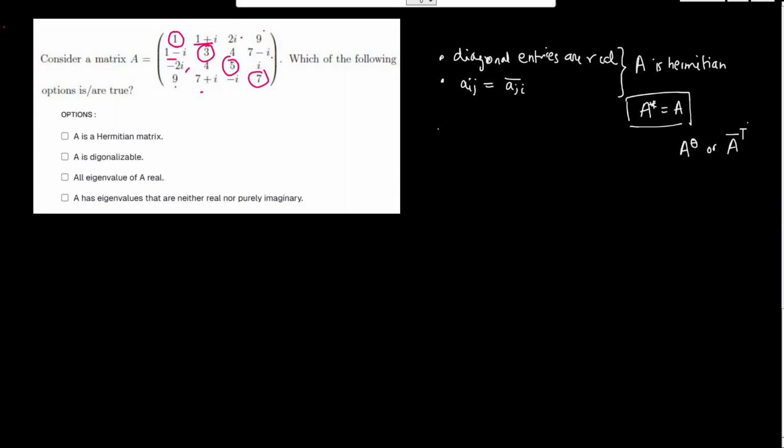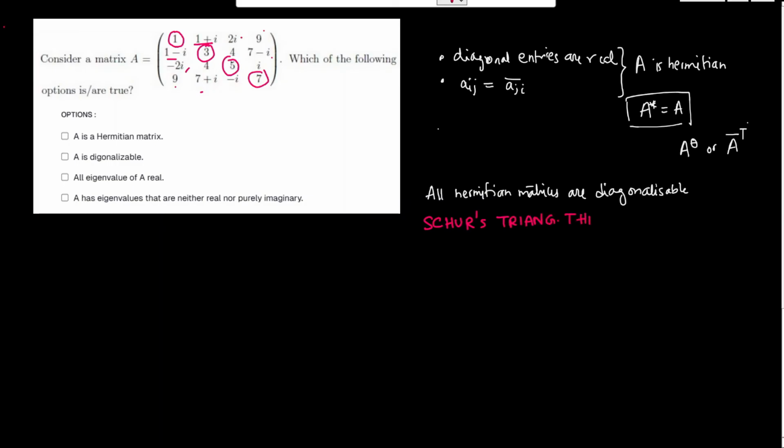Now let's see if it's diagonalizable. To see that it is diagonalizable, I need to mention that all Hermitian matrices are diagonalizable, right? Now, why is this the case? This is actually quite easy to see, and this follows from a very popular theorem known as the Schur theorem, Schur's triangulation theorem.